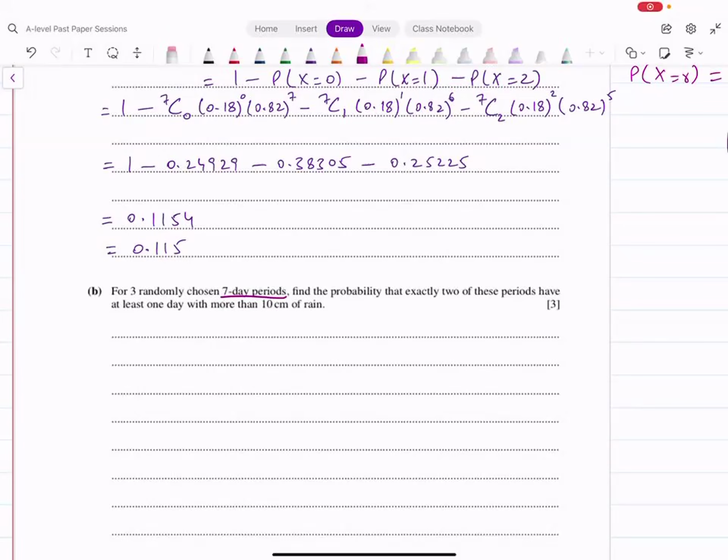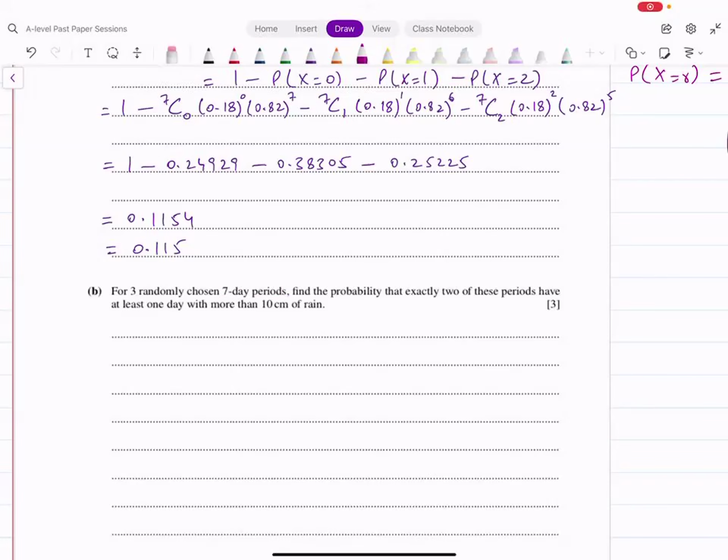From this, we have to find the probability that exactly 2 of these weeks have at least 1 day with more than 10 centimeters of rain. So this is basically a binomial inside a binomial. एक binomial के अंदर एक दूसरा binomial है. Okay? Now what's the outer binomial? एक binomial हमारा weeks की बात कर रहा है.